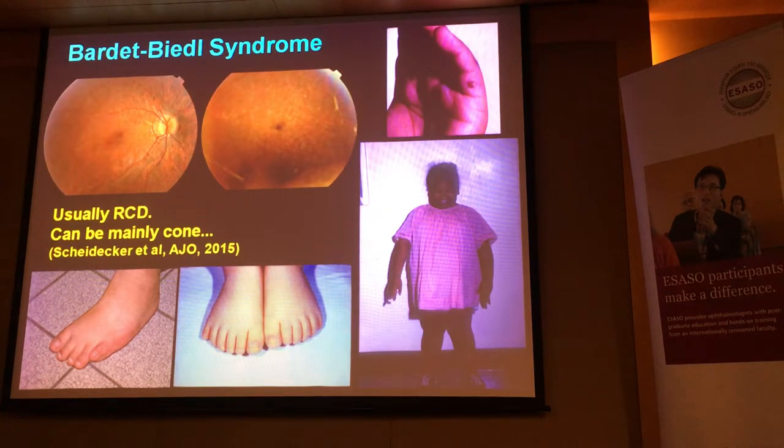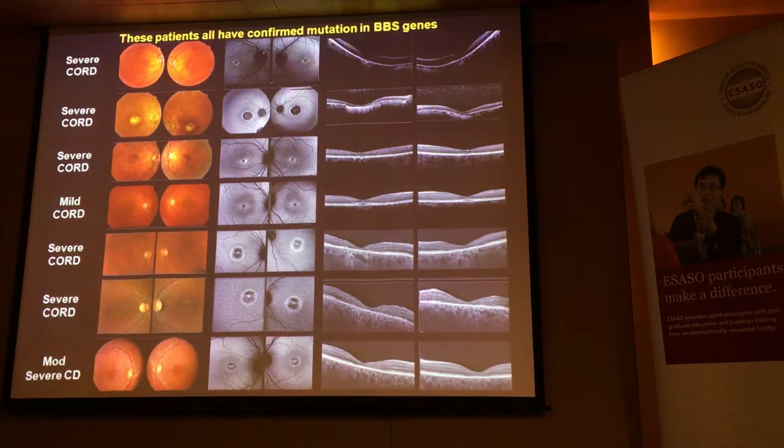So at Moorfields, it's already happened. People don't have Stargardt disease anymore. They have ABCA4, etc. And that, I think, will come. It may take a little longer to come to some parts of the world. It may take even longer to go into the textbooks. But it will come, because that's the only way you can do it accurately. Just an example, these are all patients with mutations in a Bardet-Biedl gene.